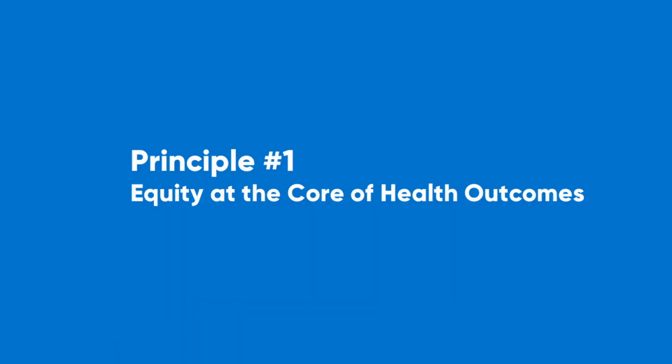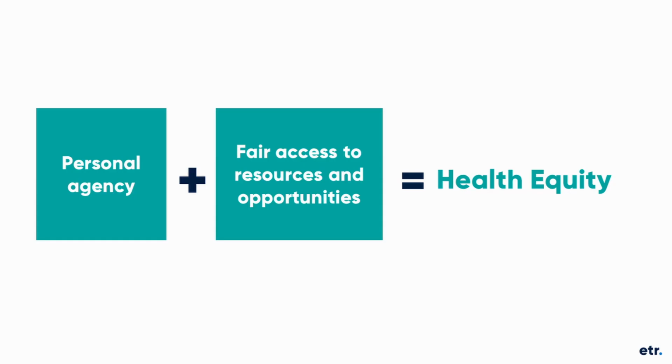The first principle is equity at the core of health outcomes. ETR defines health equity as having the personal agency and fair access to resources and opportunities needed to achieve the best possible physical, emotional, and social well-being. To better understand health equity, let's compare it with other related terms.